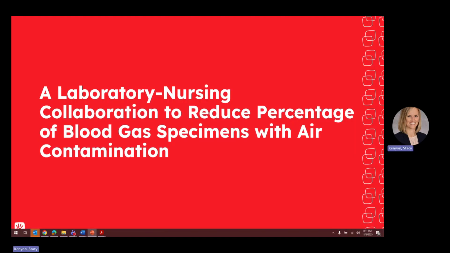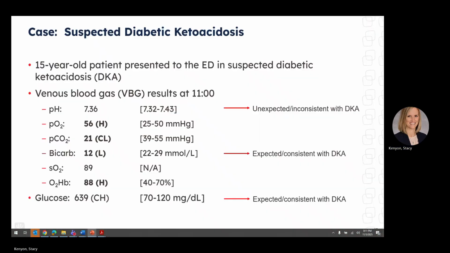So now that we've discussed some of the blood gas testing basics and pre-analytical variables associated with blood gas testing, I want to introduce the project that laboratory and nursing are collaborating on at Phoenix Children's. So this project was initiated after the following case was brought to the laboratory's attention. A teenager presented to the ED with uncontrolled type 1 diabetes. And based on the clinical presentation, the clinical team suspected the patient was in diabetic ketoacidosis or DKA.